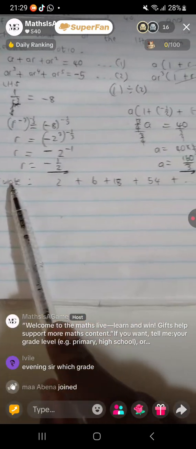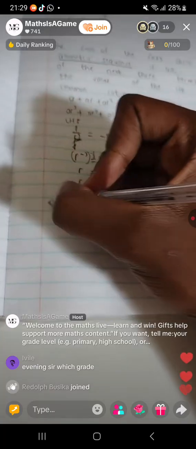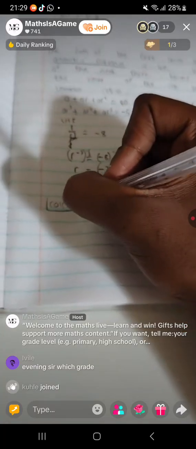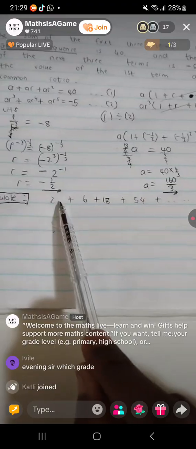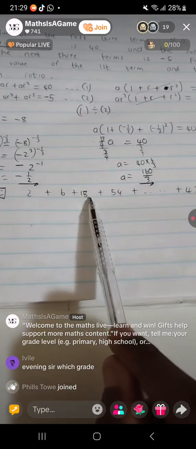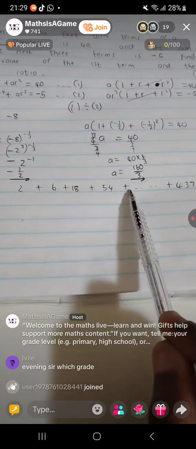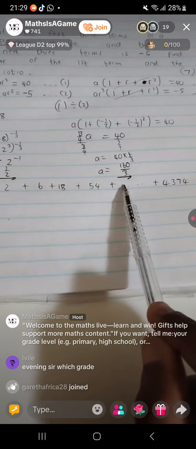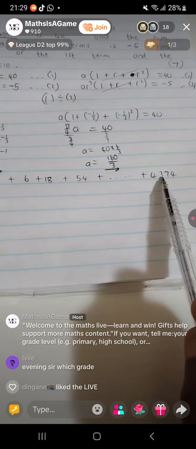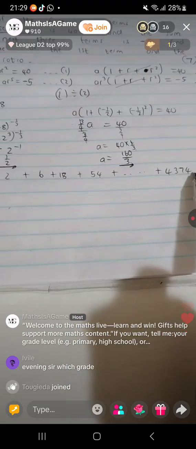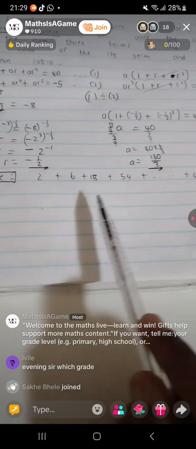So if we look at this question here, it says calculate. This is basically picking up where I left off yesterday. It says calculate 2 plus 6 plus 18 plus 54 plus, and then there's this myriad of dots, and then we have plus 4,374. So what does this say to you guys?